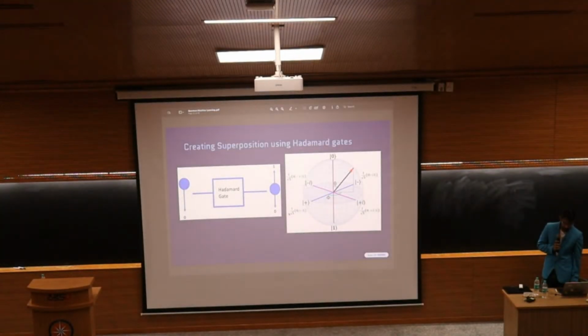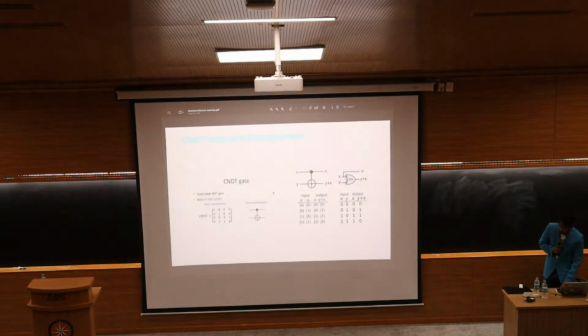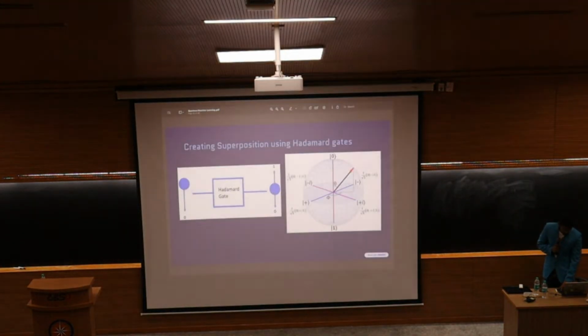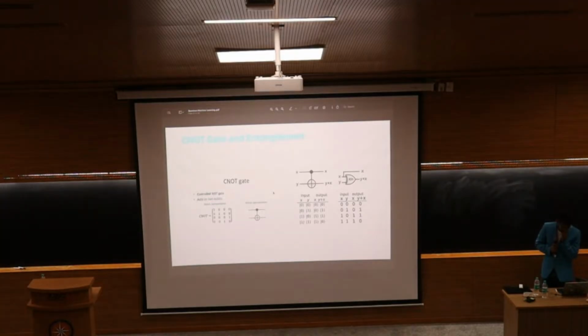On the X-axis we have this (0 plus 1) by root 2. So what we say is that we have taken a 0 and converted it to a superposition of 0 and 1. So the Hadamard gate can basically convert the normal basis into a superposition basis. That's what I'm trying to say here. Then let's come to multi-qubit gates.